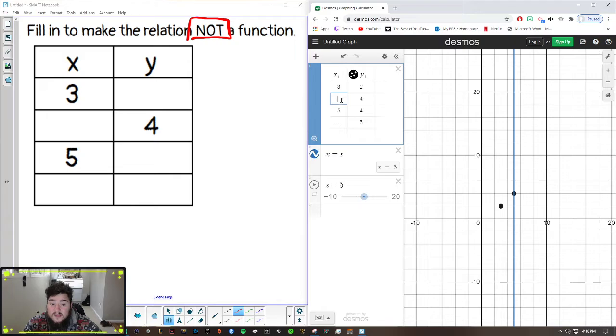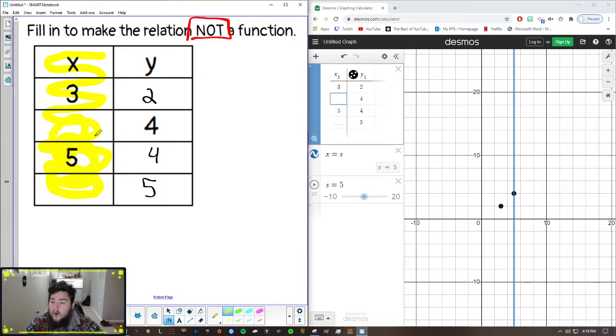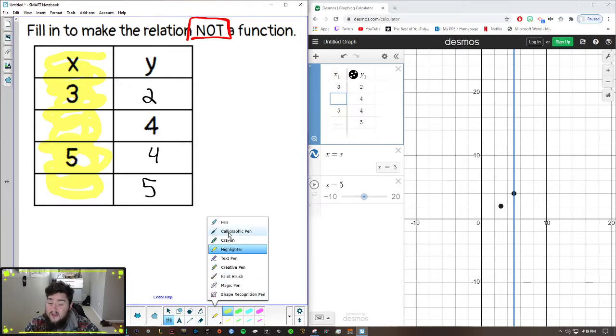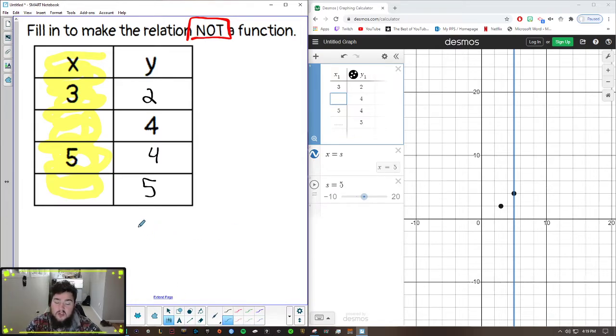Well, if you can see, I have 2 of the same y values, and that doesn't seem to be a problem. However, if we ever want to make a table not a function, it all has to do with the x values. So we made this 2, we made this 4, and we made this 5, and it looks like it's still a function. The key to this problem lies with my x column. So in order to make this not a function, we want to have 2 x values that are exactly the same.